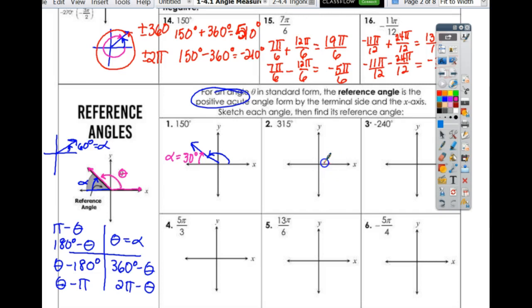So 315 is going to be over here. So the reference angle is here. Okay, so if it's 315, I'm going to take 360 minus 315, and what do I get? I got 45.